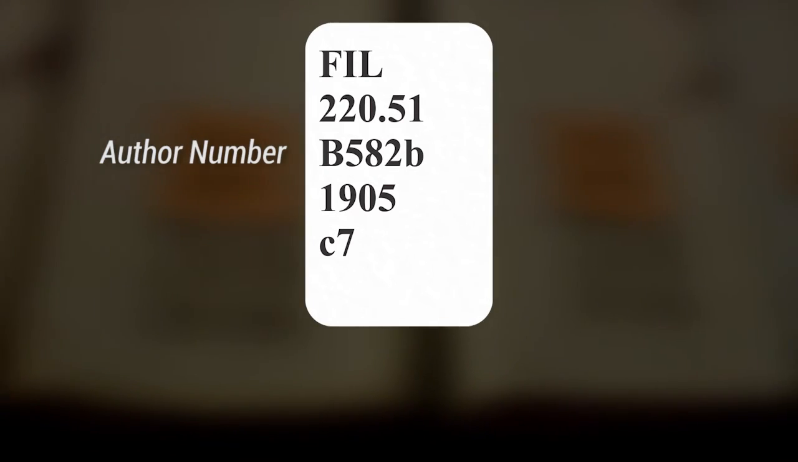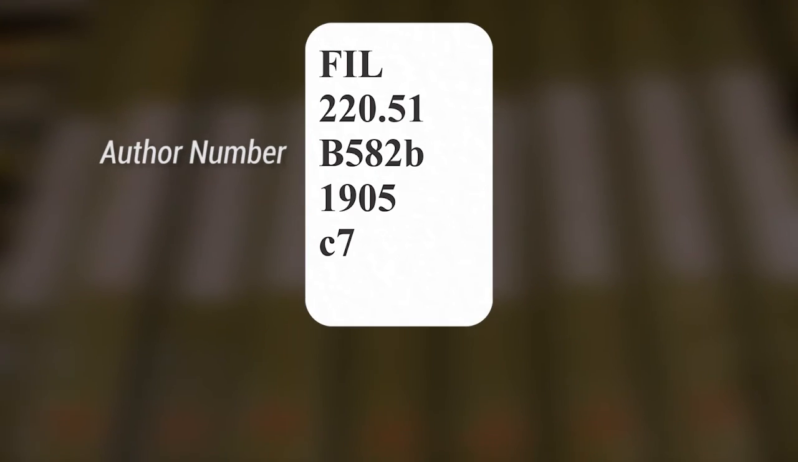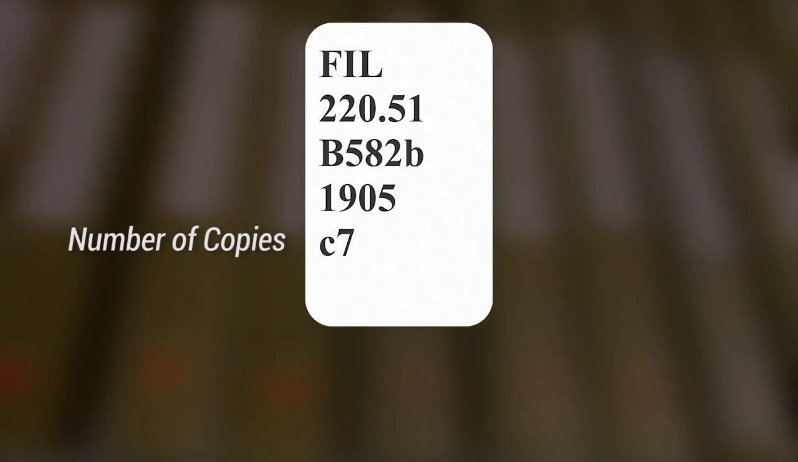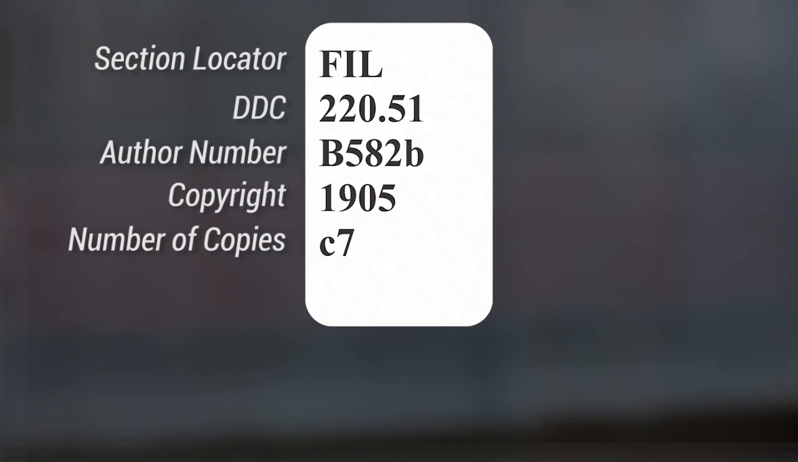Next, as you probably recall, the fourth section of the call number is often the date of the publication or the copyright. And lastly, the last section of the call number represents the number of the copies of the book. Once you know the call number, you are already a library detective.